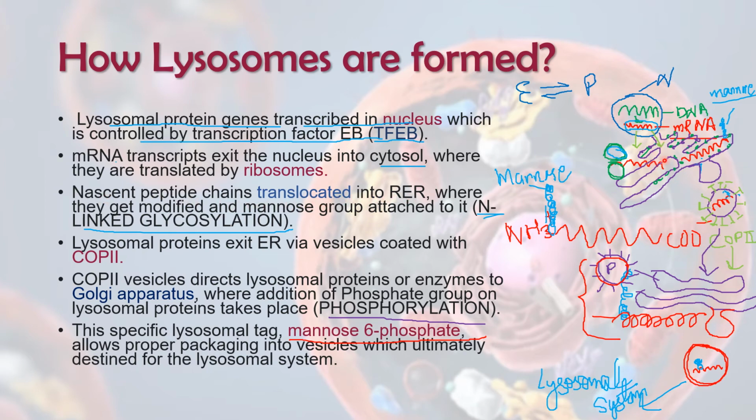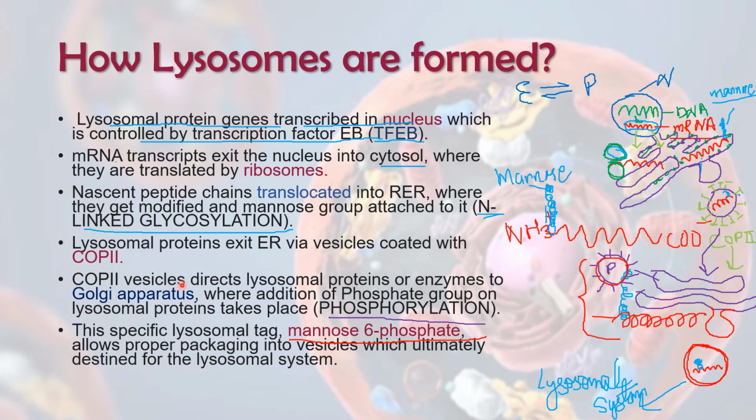Now this is taken up inside the lumen of the RER, where it gets modified and a mannose group is attached to it, and this process is known as N-linked glycosylation. Next, the lysosomal proteins exit the endoplasmic reticulum via vesicles coated with COP2 proteins. These are the coating proteins type 2.